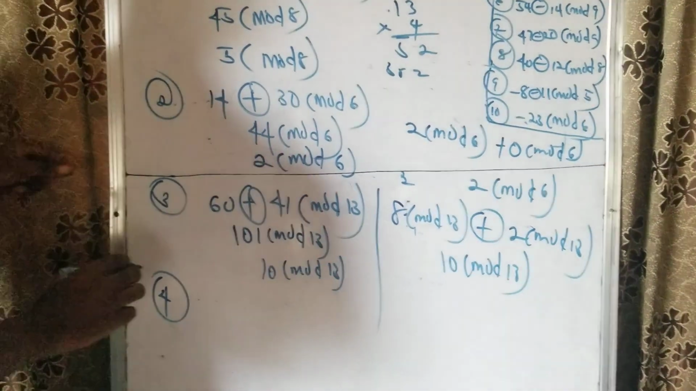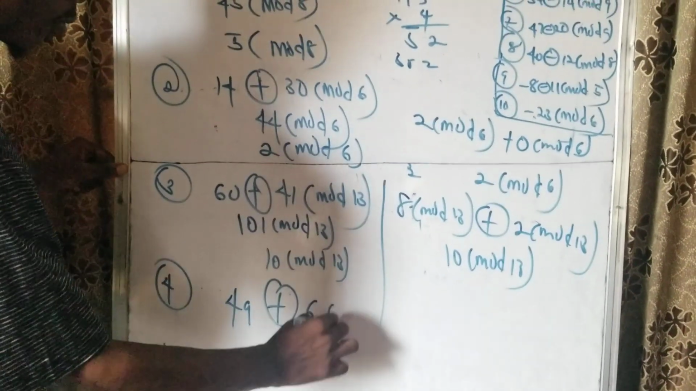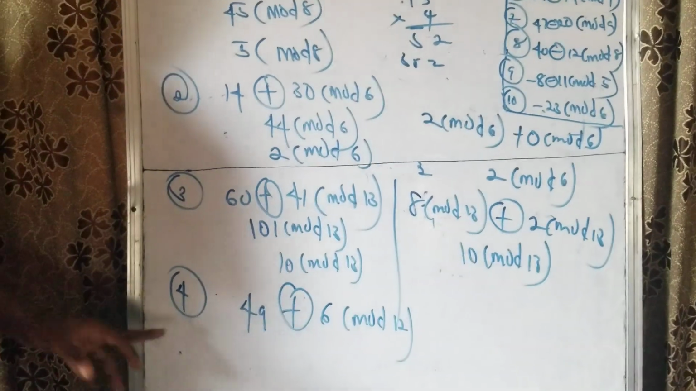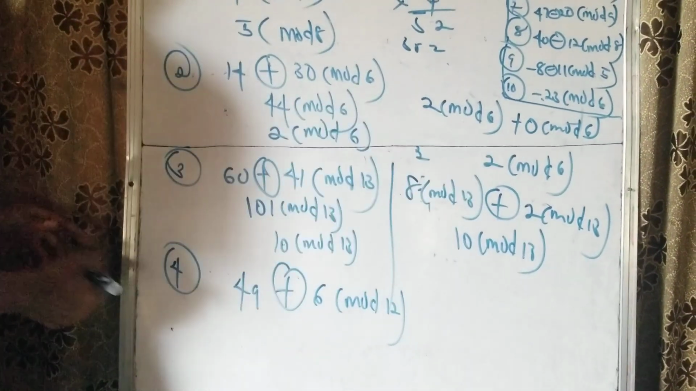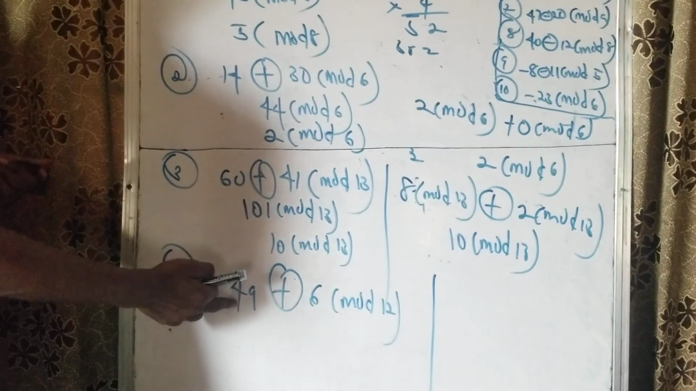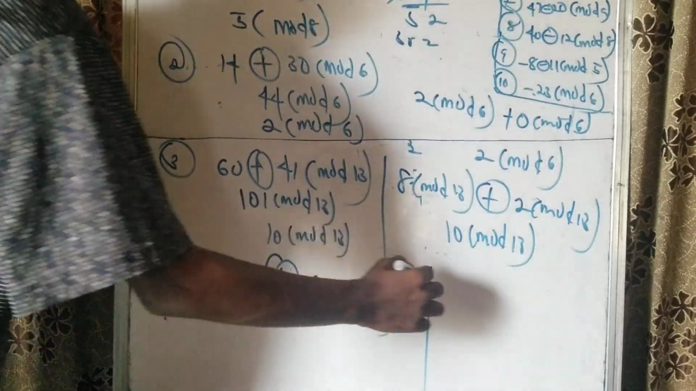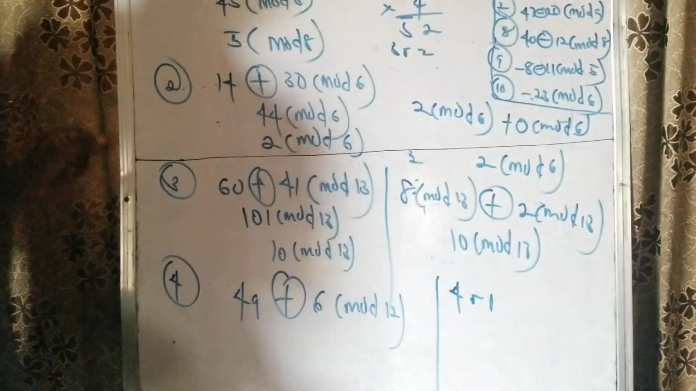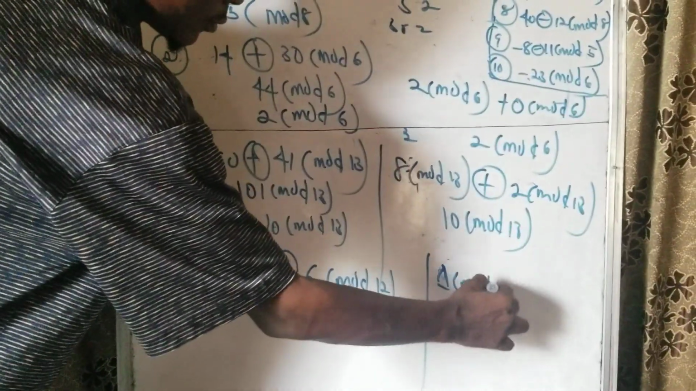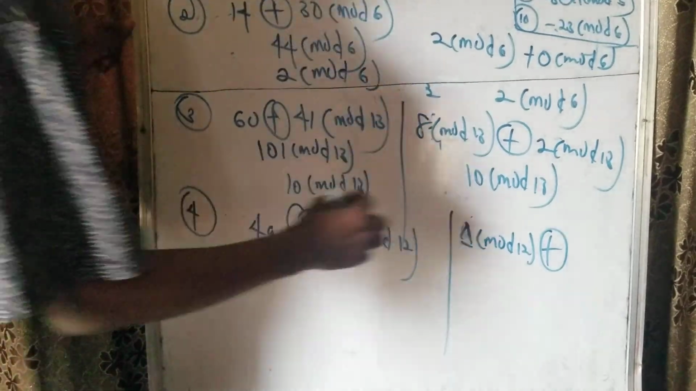Now for our question 4, the question says 49 plus 6 mod 12. So how are we going to go? We can use the second method. If I use the second method, we say 49 mod 12. What's 49 mod 12? 12 in 49 goes how many times? That will be 4 remainder 1. So that will be 1 mod 12 plus 6 mod 12. What is 6 mod 12? 6 mod 12 will also be 6 mod 12.